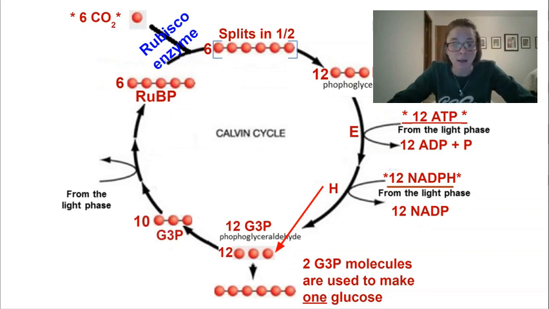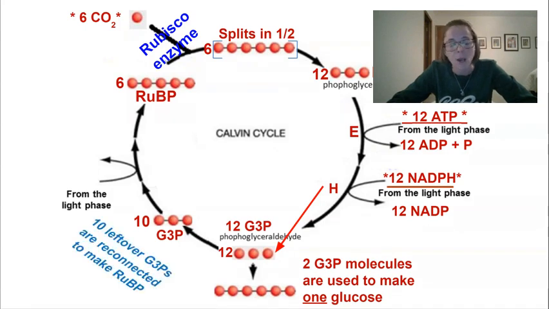We now have 10 of the G3Ps. That's what we got left over. We need those 10. We got to recycle them because that's how we are making the RUBP. It's an enzyme, so we have to recycle it over and over again. 10 get recycled of the G3Ps. We're going to reuse them.